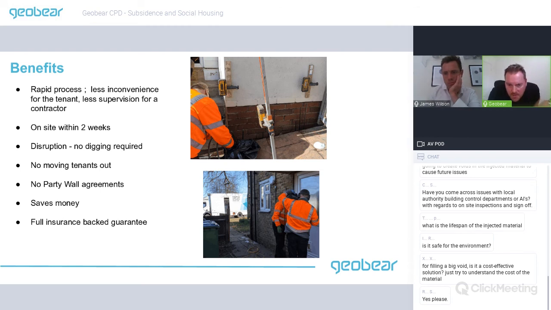Thomas asks, when you're injecting in areas where tree roots are prominent, as they degrade over time, is it going to create voids in the injected material to cause future issues?